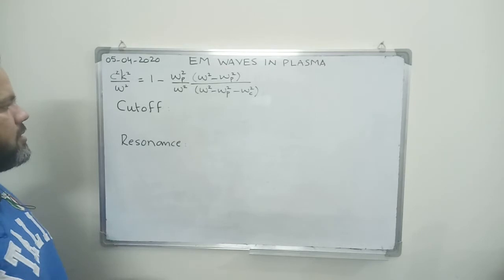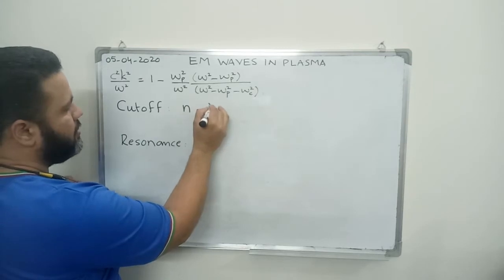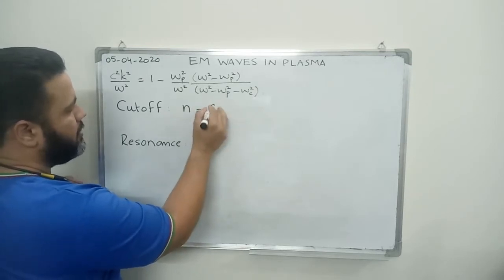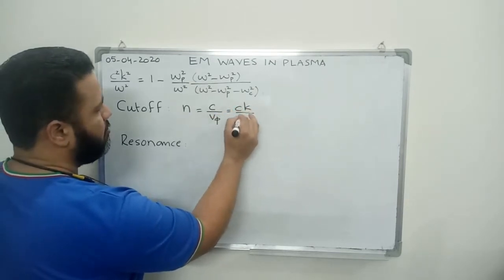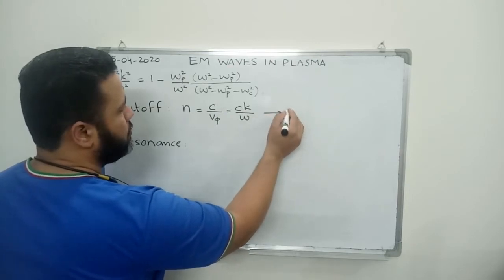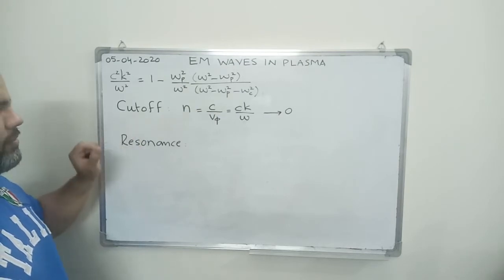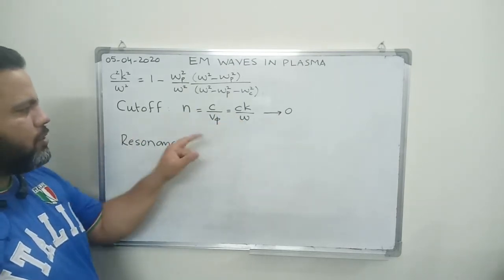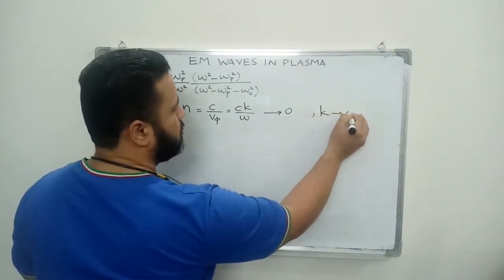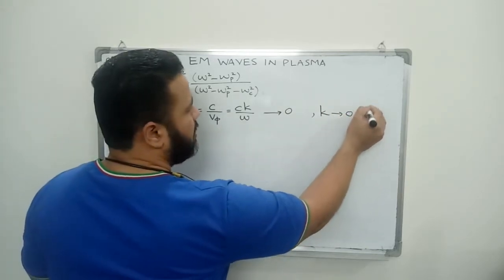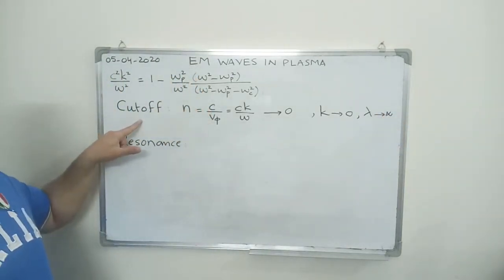By cutoff we mean when the refractive index, which is c by v phi, or you can call it ck by omega, goes to 0. This is the condition for the cutoff. ck by omega goes to 0, or n goes to 0, or you can say k goes to 0. And if k goes to 0, that means the wavelength is going to infinity. So this is the cutoff.